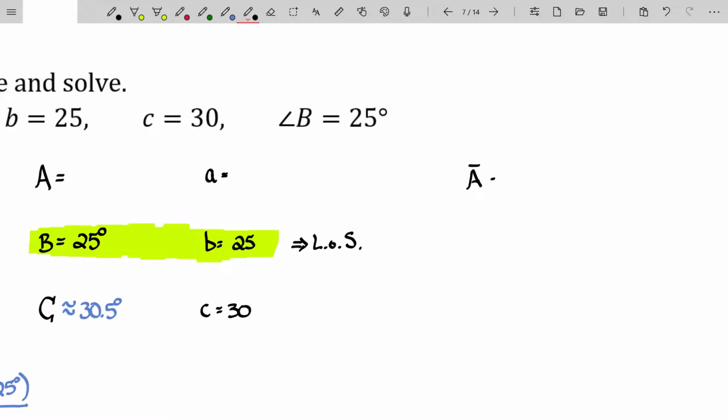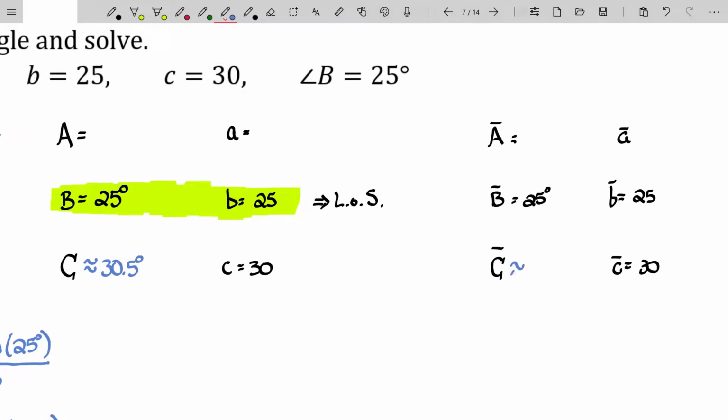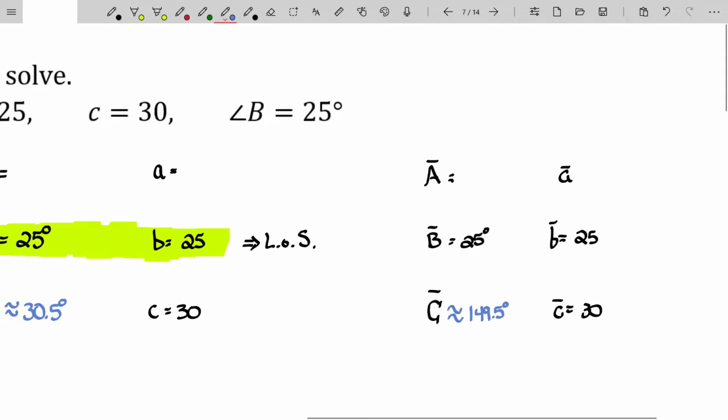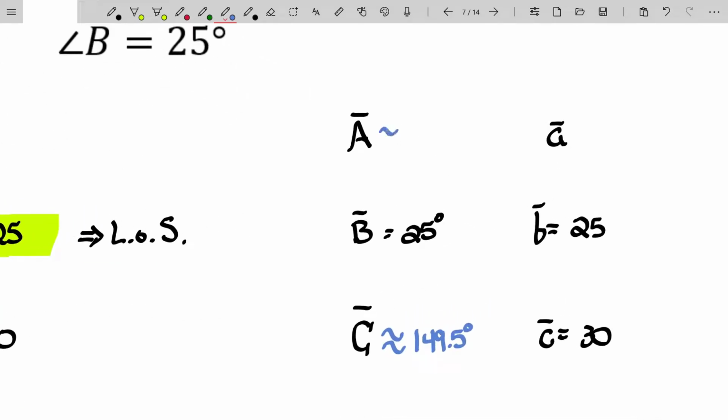I'll write A bar here, and B bar and C bar, and then little side a bar and little side b bar, and little side c bar. All right, in there I fill in what they gave me, so the original information still holds. None of that changes. That's all solid. We also know, because we have computed it out, that C bar is approximately 149.5 degrees. And we have also computed A bar, so I might as well write that in there. It's approximately 5.5 degrees.